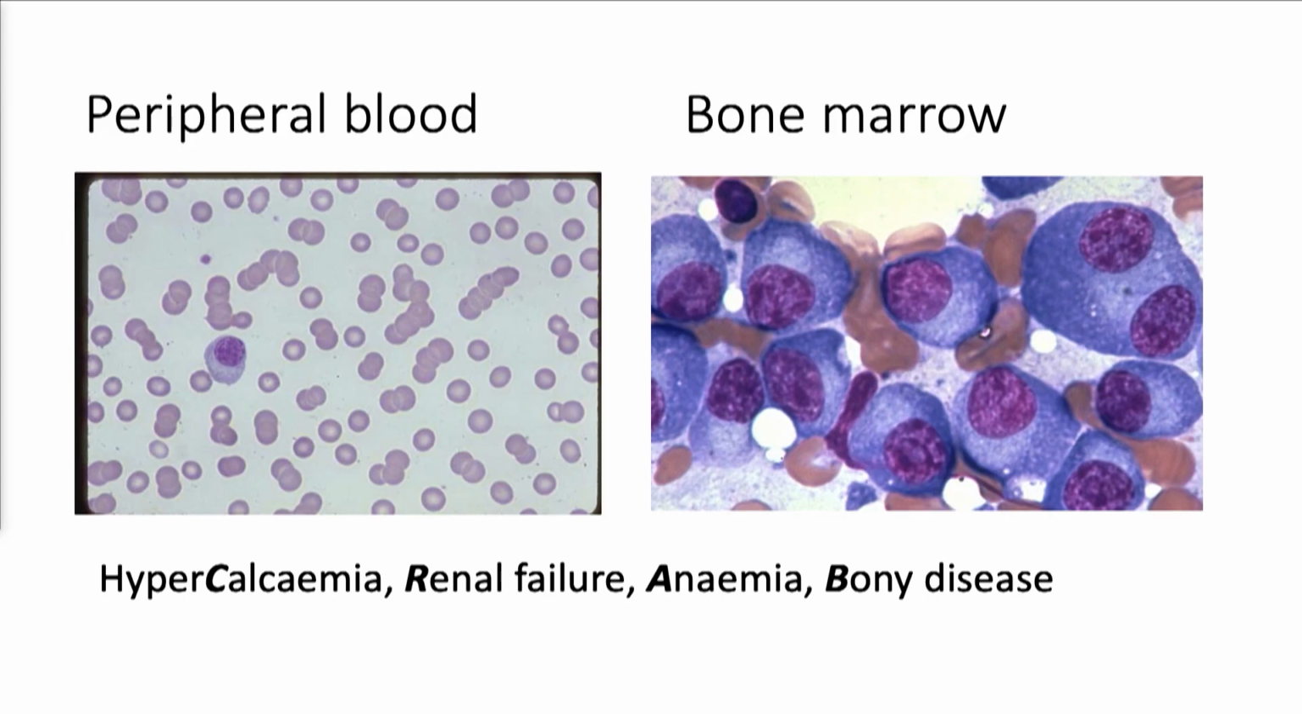So some of them have immature features. So there's a clearing in the nucleus here that you can see. That's a nucleolus, tells me it's an immature plasma cell. And here you can see a binucleate form as well. So these are some of the features. So we look at the numbers, but we also look at the morphology of the plasma cells.